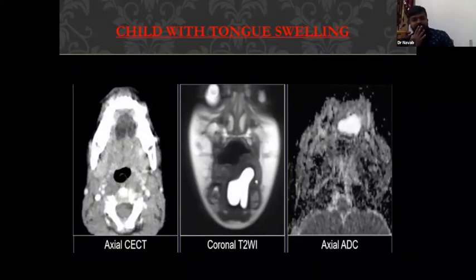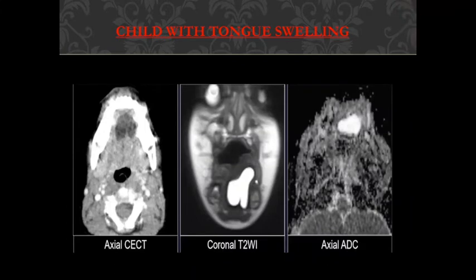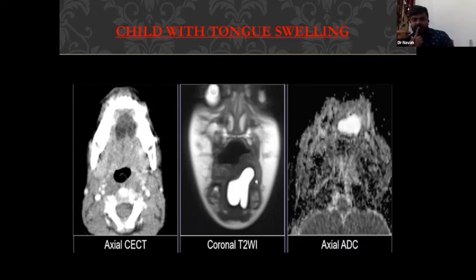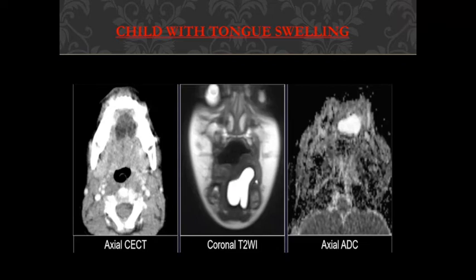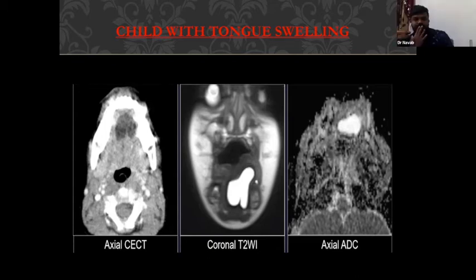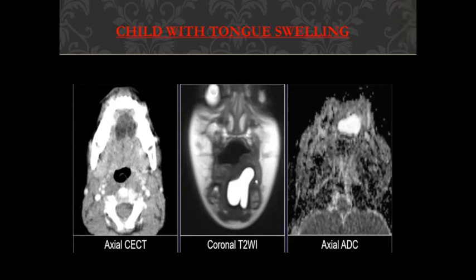Last case, one more case. See this case. Okay, in the anterior tongue you are seeing some cystic lesion. That is not showing any diffusion restriction. So what are your differentials? Ectopic thyroid. What is the commonest location, anterior or posterior? Posterior. Lymphangioma. Okay, then this is actually a foregut duplication cyst.